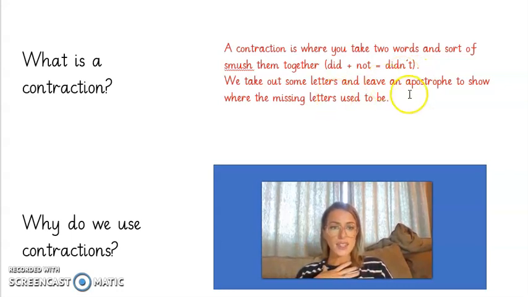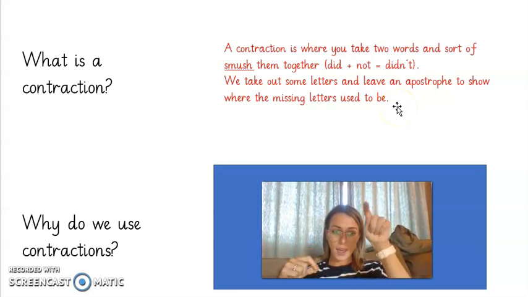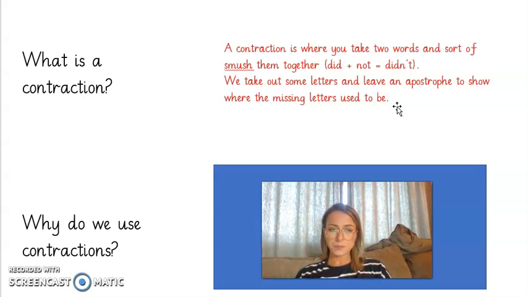And when we do this, we leave an apostrophe. And that shows where the missing letters used to be before we took them out, okay? So we take some letters out, we smush the two words together, and we use our apostrophe to show where the missing letters used to be.